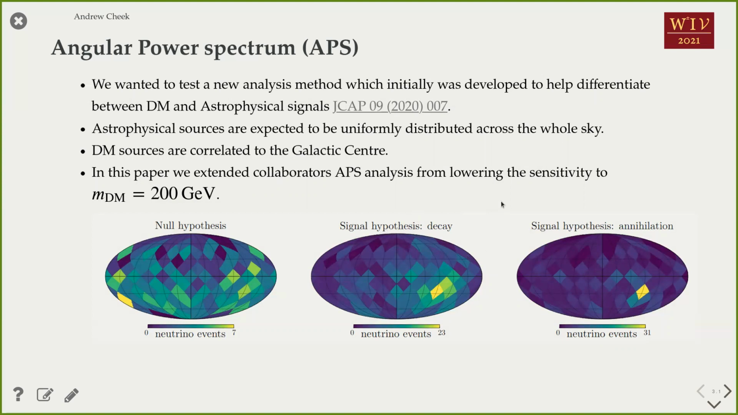Previously, the collaborators on this work, in their previous work in 2020, took KM3NeT and made sensitivity projections for values of dark matter mass going down to 200 TeV. We extend this in our paper by pushing that lower limit further down to 200 GeV.